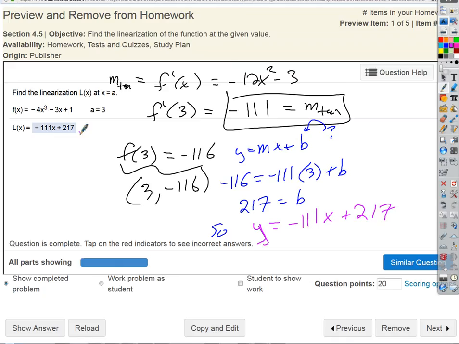So all that the linear model is, is just the tangent line. Make sense? Okay. So let's try.